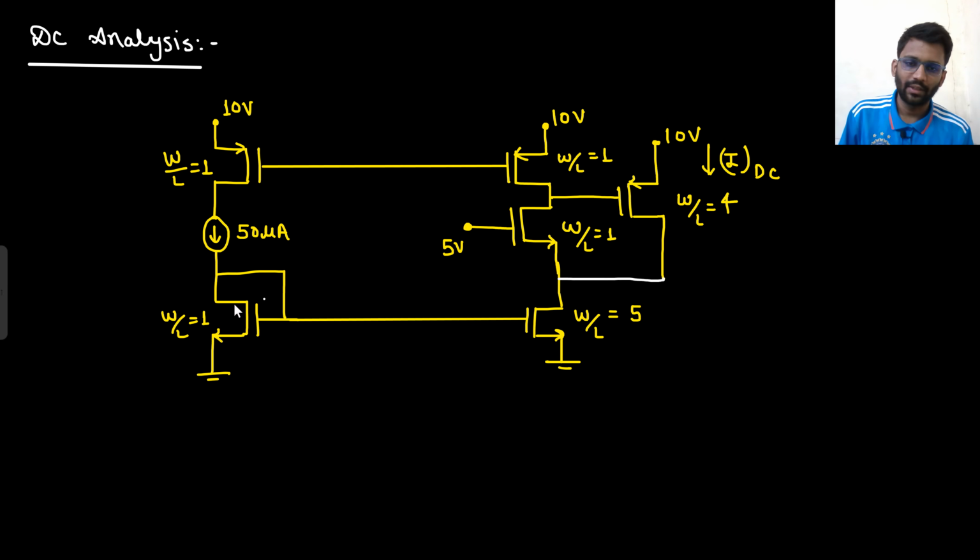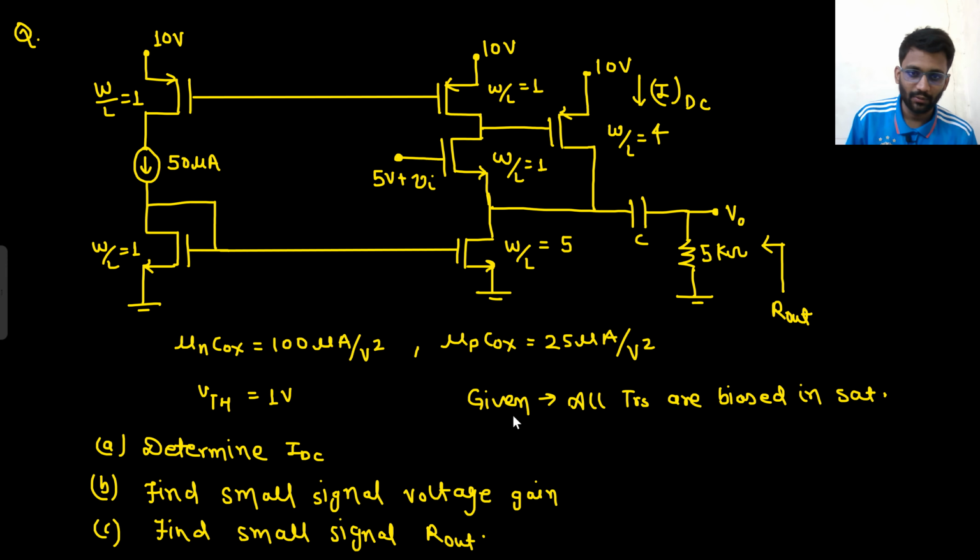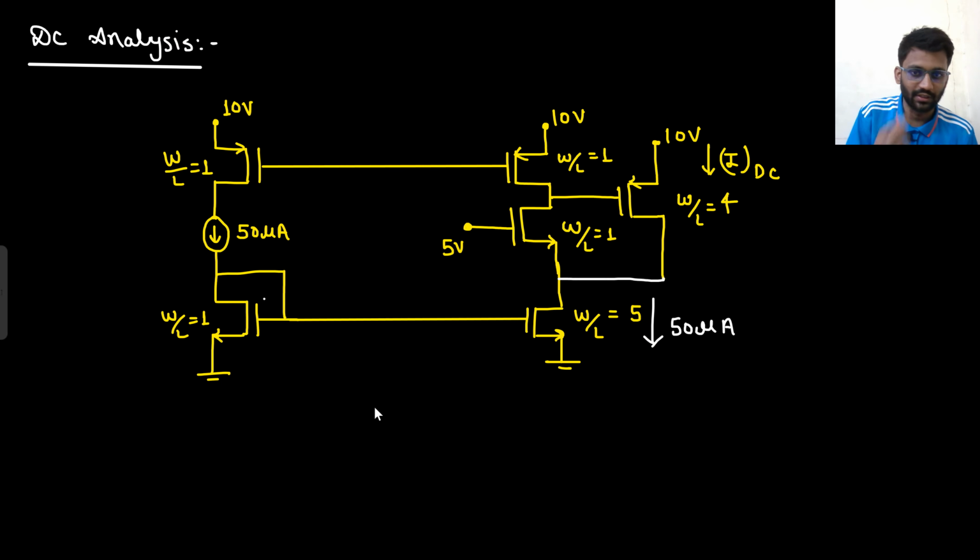Now you can see both of them are in current mirror. So this is 50 microampere, then this current will also be 50 microampere, right? Both are in current mirror. Also it is given that all the transistors are working in saturation region. So this current also will be 50 microampere, right? Now one interesting thing you can see is that here what will be the current? 50 microampere, right? And this is working in saturation region.